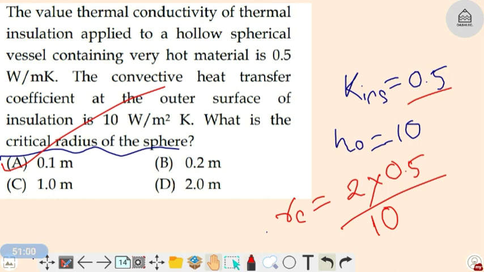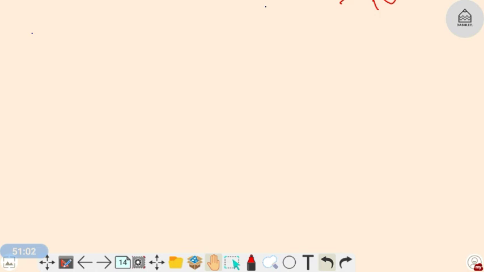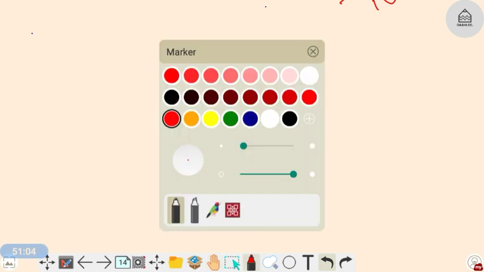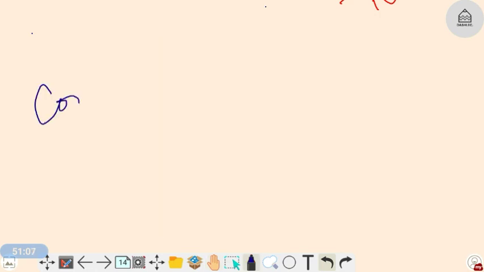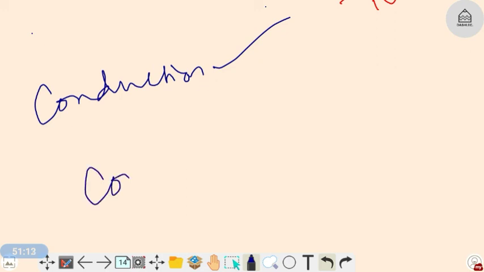Thank you. This was the last question. With this, the conduction is completed. From tomorrow we'll do questions on convection.